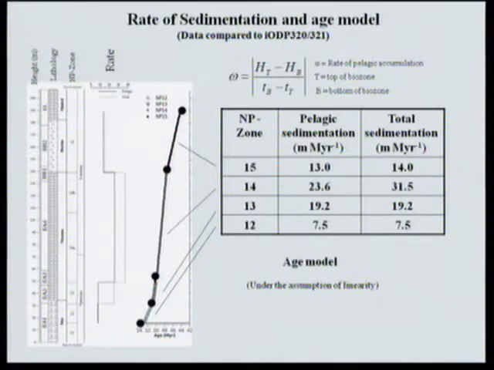And this is the rate of sedimentation. The rate of sedimentation was climbing in the Nitzana formation and reached 23.6 meters per million years. Please, all the oceanographers of nowadays, notice that we are talking in millions of years. We're not talking of centimeters per thousand years. We don't have thousand years in geology.